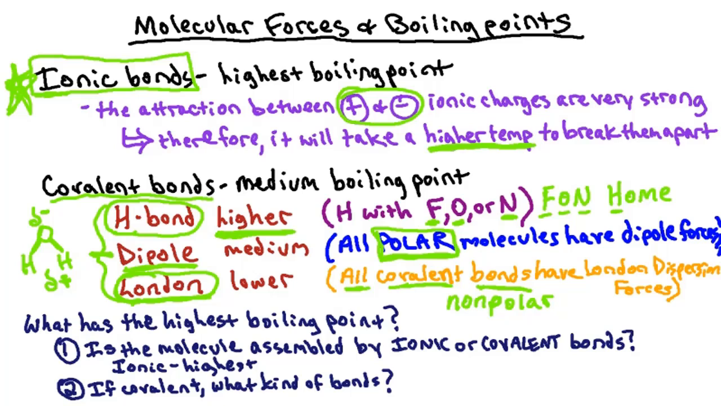So in order to rank molecules for what has the highest boiling point, you want to ask yourself two questions. First, is this molecule assembled by ionic or covalent bonds? If they're ionic, you can stop right there. It has the highest boiling point. Ionic molecules are going to have higher boiling points than covalent molecules, period.